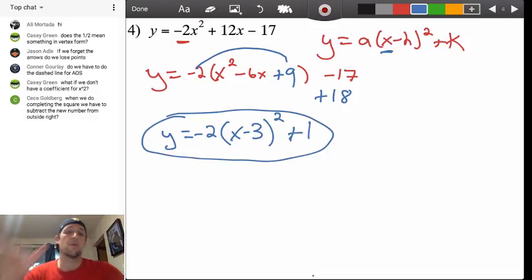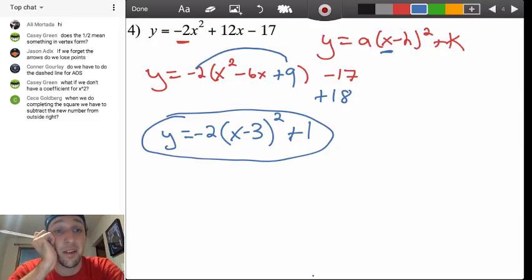Casey asks, what do we do if we don't have a coefficient for x squared? No big deal. Skip the step or call it a 1. That would be fine too. But really, you don't have to change anything. You just go right into the completing the square step. CCS asks, when we complete the square, do we have to subtract the new number? No, she figured it out. She figured it out, right?